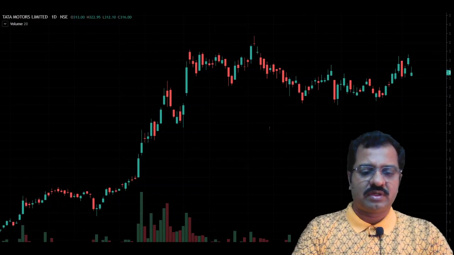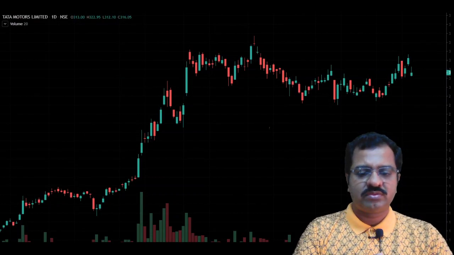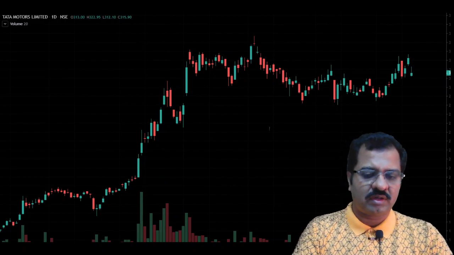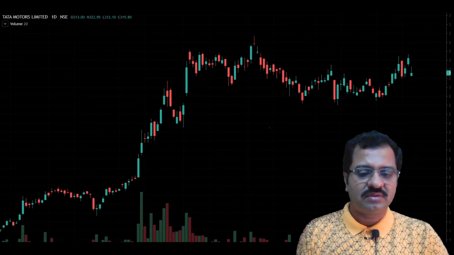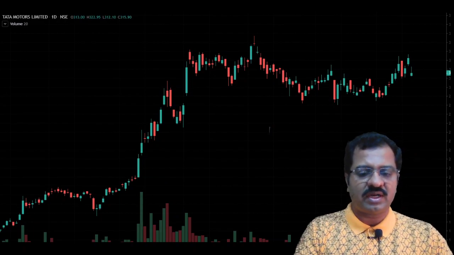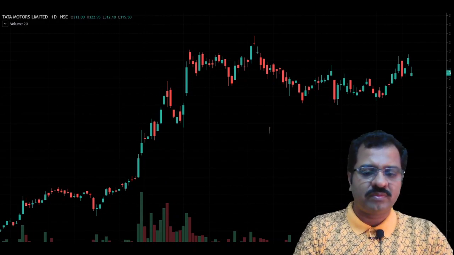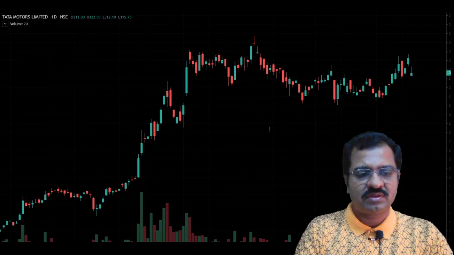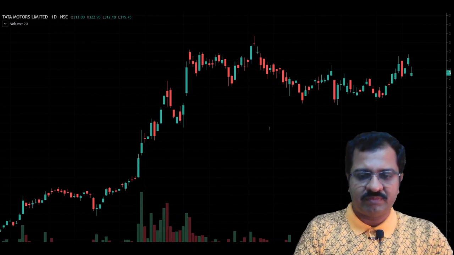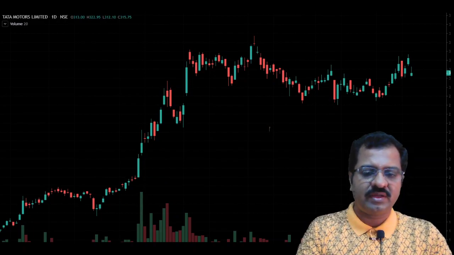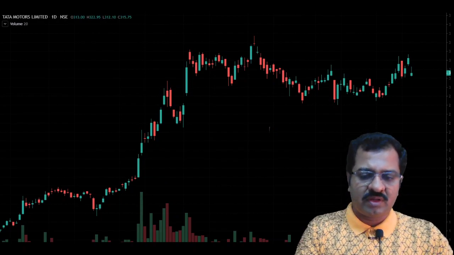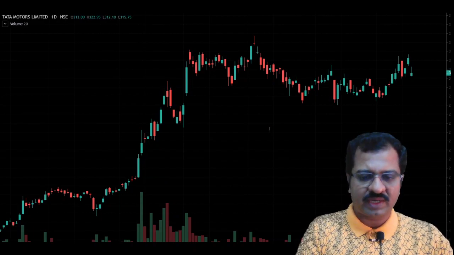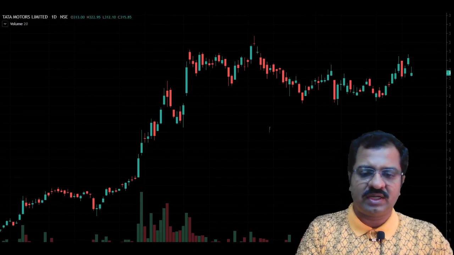Okay, so this is the chart. Before going to the chart, I'll tell you first that for this strategy to work, you have to identify the shares on the daily time frame. So if you want to trade tomorrow, today at the end of the day you should select the script. Or if you want to trade tomorrow, before the market opens in the morning, you should identify the scripts.